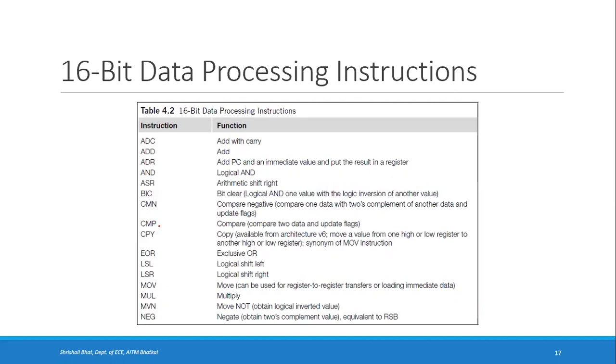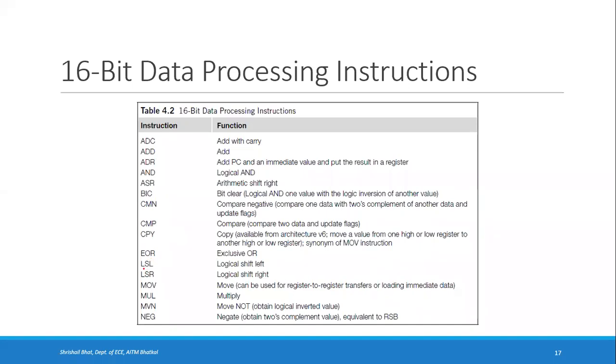CMP stands for compare: compare two data. CPY stands for copy, to move a value from one high or low register to another high or low register. From one register, if you want to copy, you can use CPY. EOR is exclusive OR, XOR. XOR is indicated using EOR in Cortex M3.